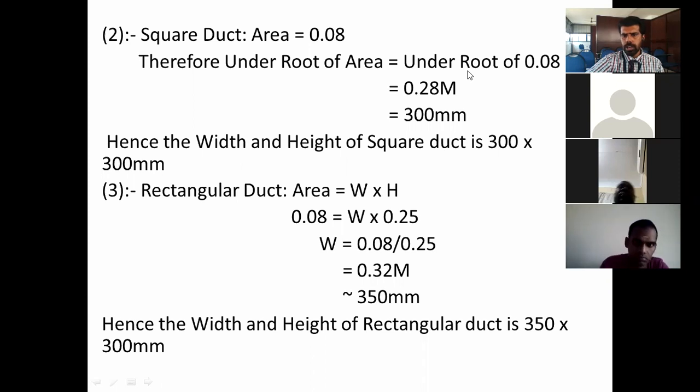Someone got 300 into 300 mm for rectangular duct. If it is 300 into 300, it will be a square, right? It won't be rectangular. If it is 300 into 300, you have already found that, and that is the square. It's correctly a square. But when you're dealing with rectangular, the width and the height should not be equal. There should be some difference. So give 350 into 300.